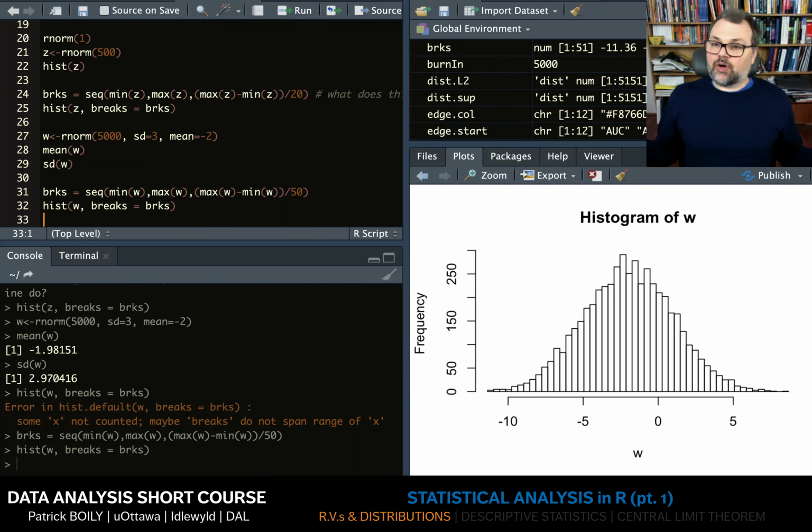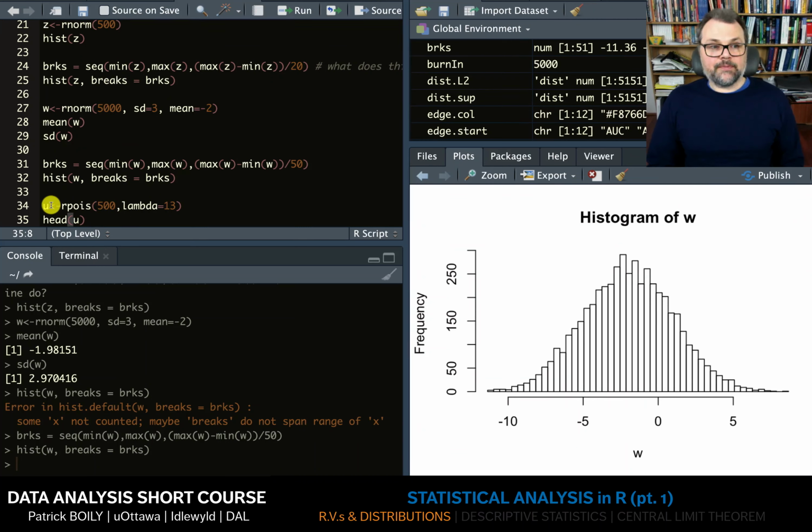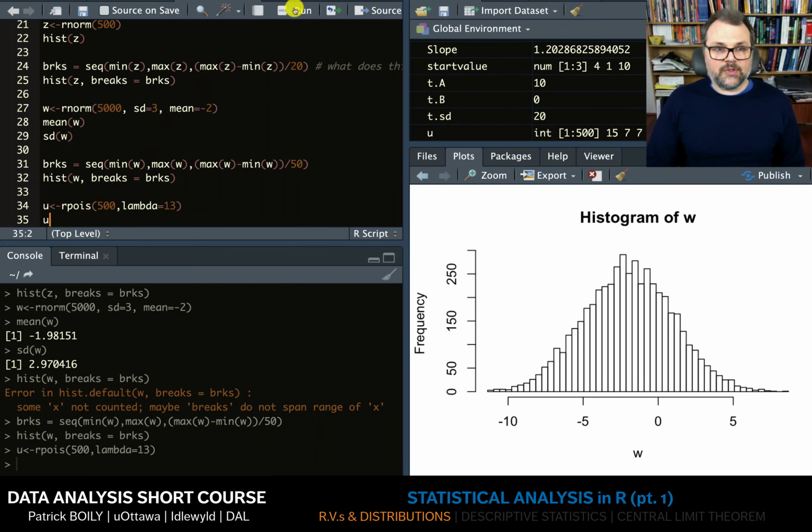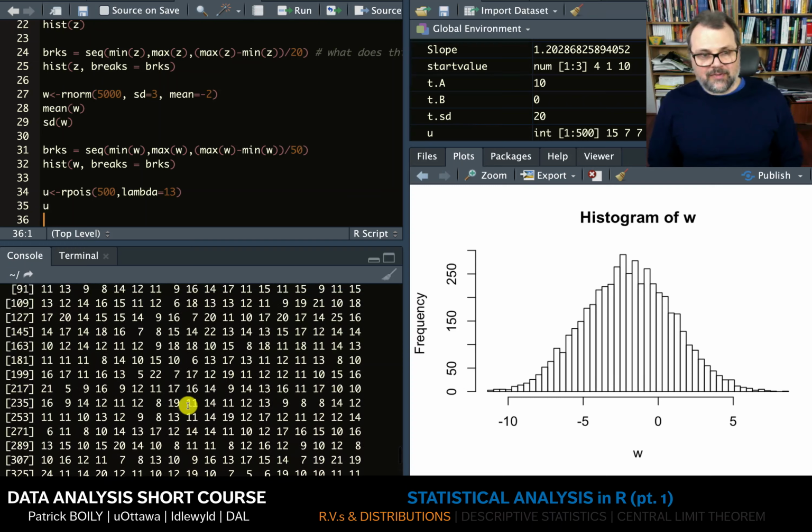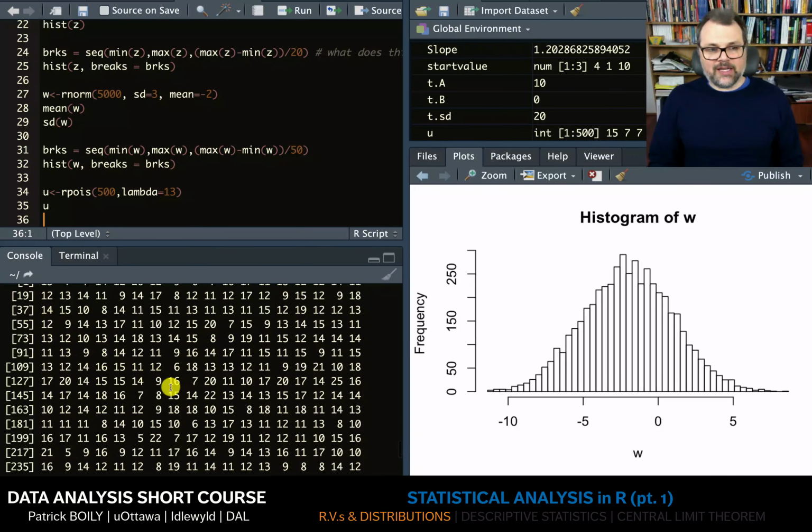You won't be surprised that you can get the same type of thing for all of the other distributions. For instance, if I'm suggesting that you run the following, what do you think is going to happen? You are going to be generating 500 numbers from a Poisson distribution with parameter lambda 13. Well, what are the values of u? Here you're noticing something different. I'm only ever generating integers, because a Poisson distribution is a discrete distribution on integers, counts.